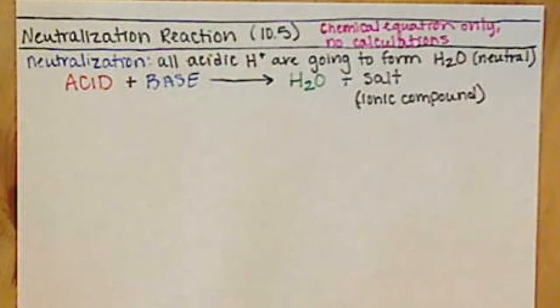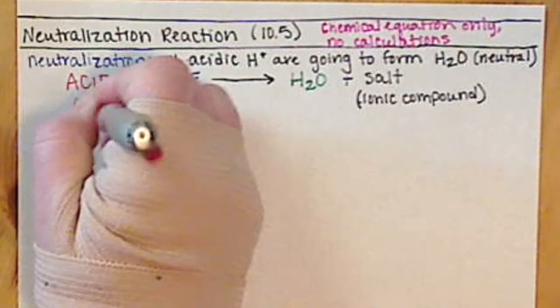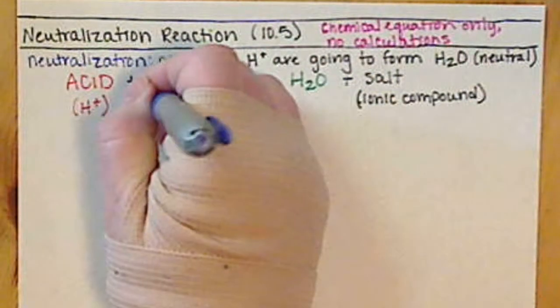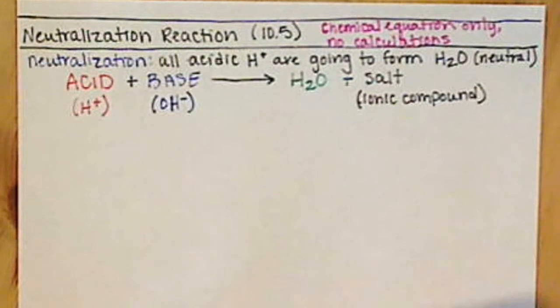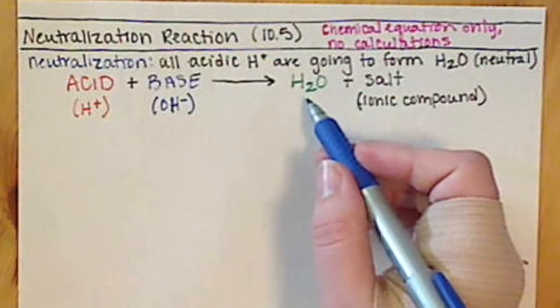From the acid, that's where we're going to get our protons, our H's. From our base, that's where we're going to get OH minus. And that's what's going to produce our water.